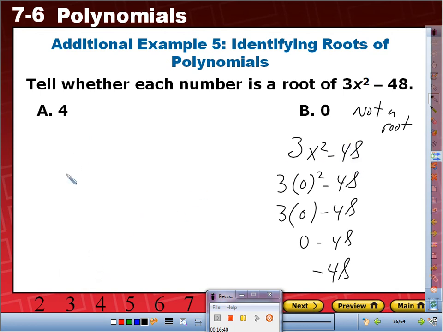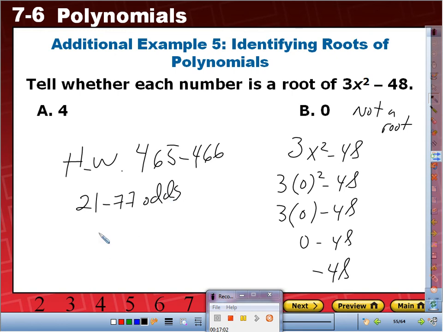Okay, homework. Make sure you work on pages 465 through 466, numbers 21 to 77 odds, and also bring me the signed progress on Monday.